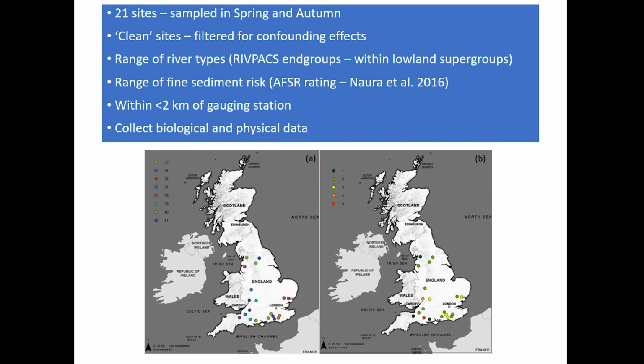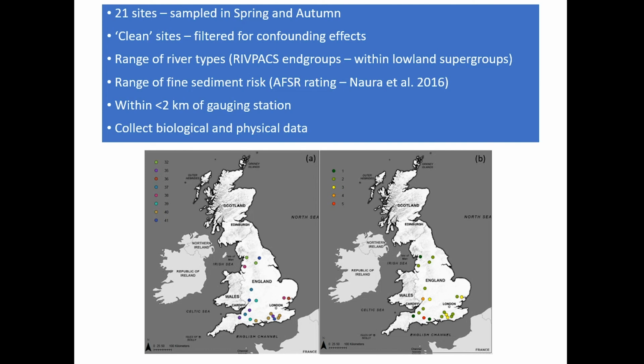I also made sure that there was a range of fine sediment risks, and this was using the agricultural fine sediment risk rating developed by Mark Nora et al. Each site was within 2 kilometres of a gauging station, so I could calculate a number of hydrological indices, and then at each site I collected biological and physical data.